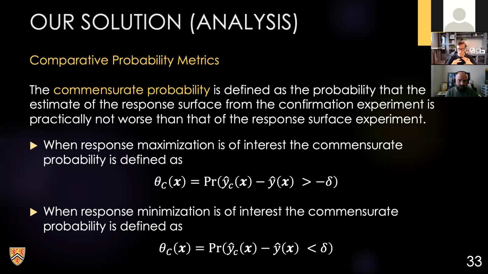But broadly speaking, we've got the probability of agreement and we've got the commensurate probability. And we use these as a way of determining how agreeable or how much better, or at least not worse, your confirmation results are relative to what was predicted from your response surface experiment.